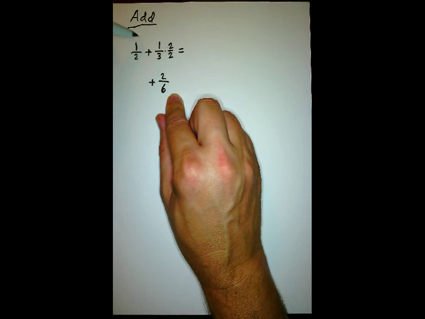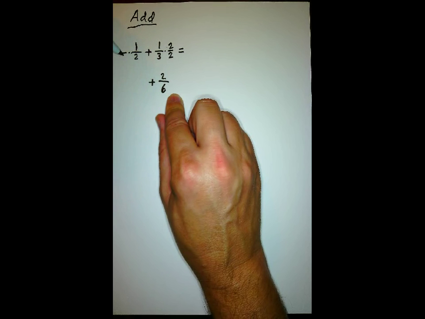Alright, and we have to do the same thing with this fraction. So what number do I multiply times the 2 to get a 6? In other words, what is 6 divided by 2? It's 3. So 3 times 2 is 6. And whatever I do on the bottom, I have to do on the top. So 3 times 2 is 6.